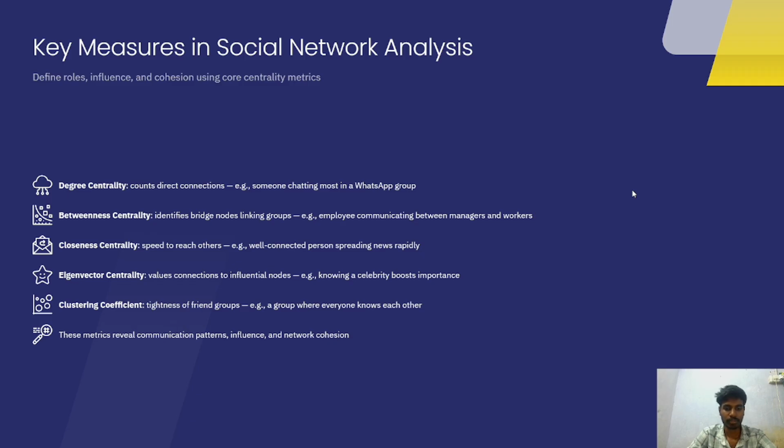And then closeness centrality. This shows how quickly a person can reach everyone else in the network. A person with high closeness can spread information fast. Eigenvector centrality focuses not only on how many connections you have, but also on how important your connections are. If you are connected to highly influential people, your score increases. And then finally, clustering coefficient. This shows how tightly connected your friends are. If your friends all know each other, clustering is high. If they are from different groups and don't interact, clustering is low.